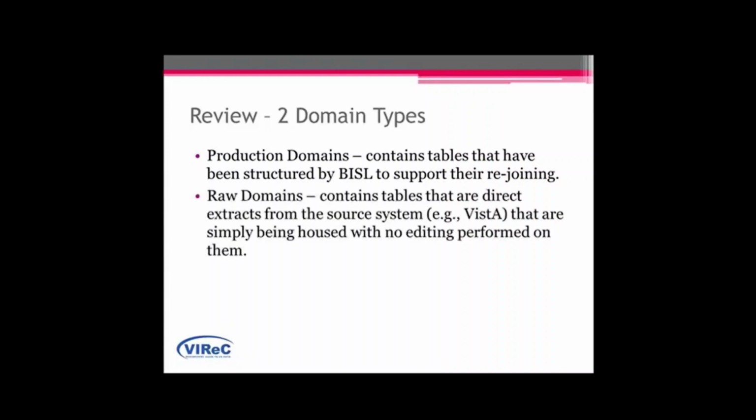The second type of domain is called a raw domain, as you'll recall, and it contains tables that are direct extracts from the source system. VISTA is the most common source system, but basically they pull in the data from these VISTA packages or files, and they house them in the CDW without doing a lot of work on them as far as adding linking keys and things like that we discussed in last week's session. The reason why I'm reminding the audience about these two types of domains is because they are going to really give shape to how we tend to find documentation for those domains.